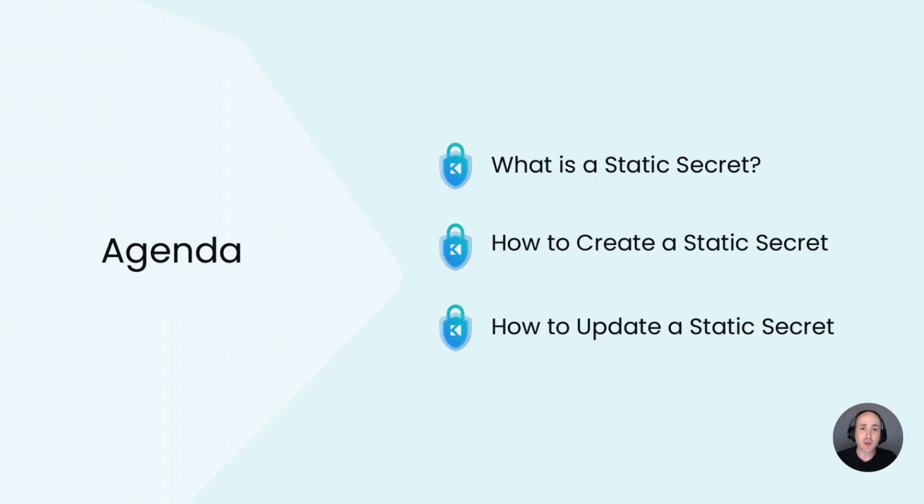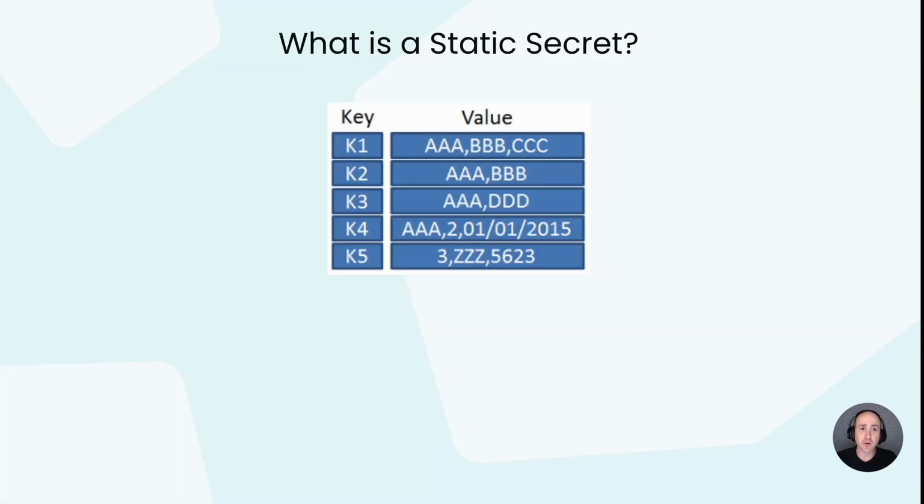In this video, we're going to learn how to create and update static secrets. A static secret is any key value pair. This can be any text-based information such as an API token, password, or other personally identifiable information, which is stored in its original format, which includes JSON, YAML, and more.